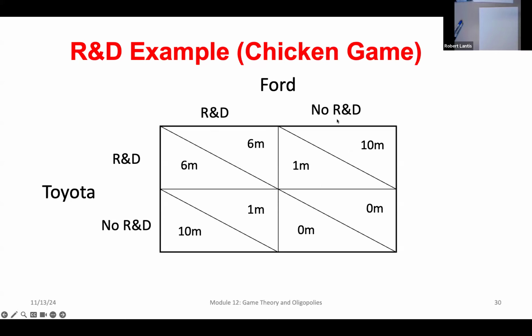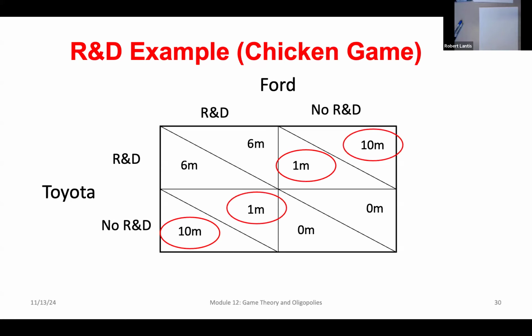Now, if we both don't put any money into R&D, we have no costs, but there's also no new products. So what are going to be the best responses? Well, Toyota, if Ford's putting money into research and development, 10 is greater than 6, and 1 is greater than 0. For Ford, if Toyota is putting money into research and development, 10 is greater than 6, and 1 is greater than 0. So here's another one where we have two equilibriums.